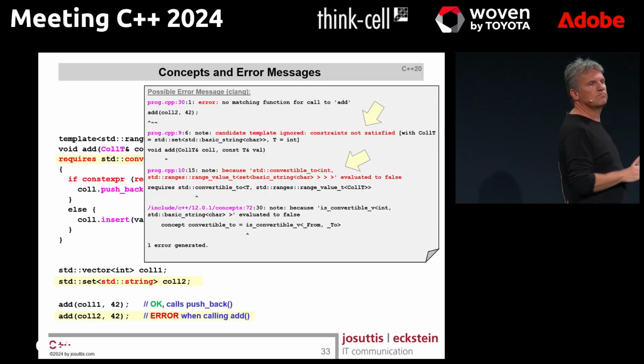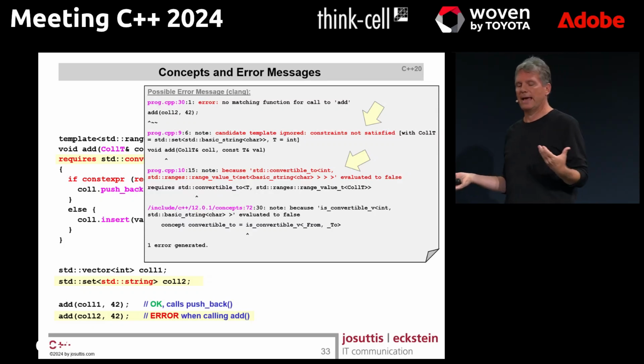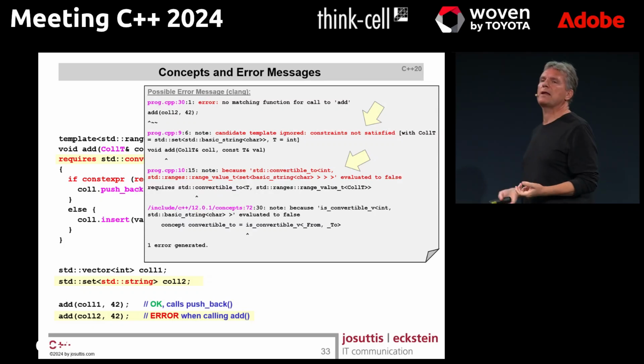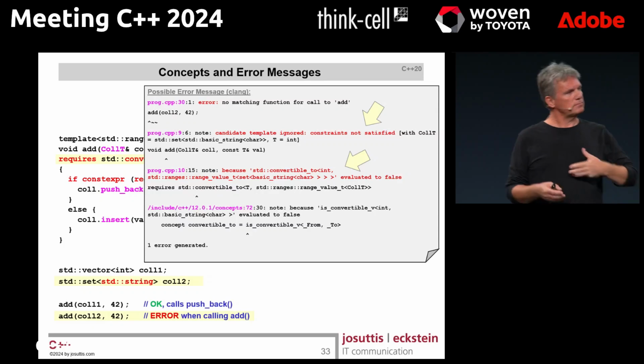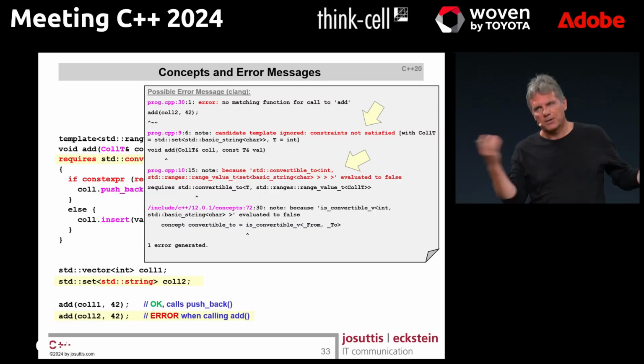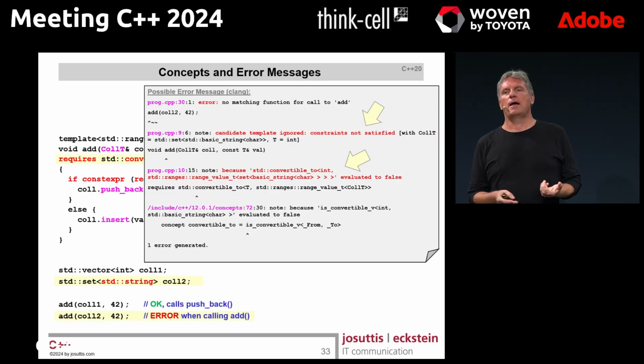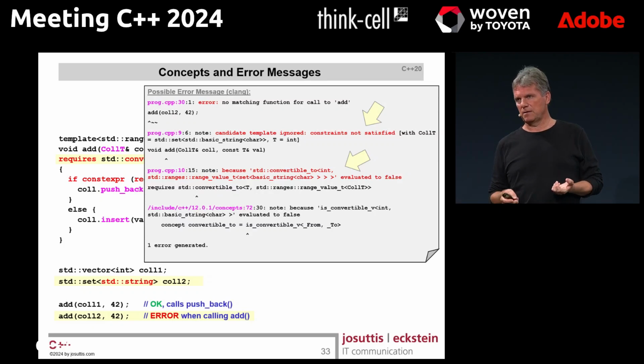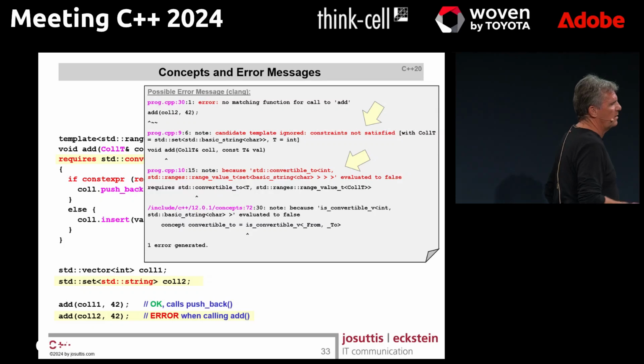Well, the messages look different. Some are very well readable. Clang is great with that. Visual C++ is good. GCC is pretty good, let me say it that way. But of course, it always depends on the detailed use cases.